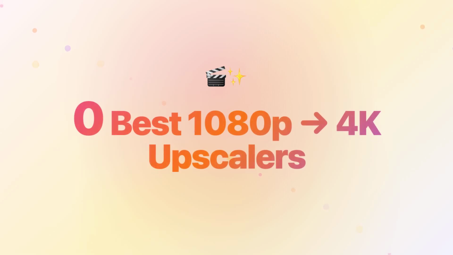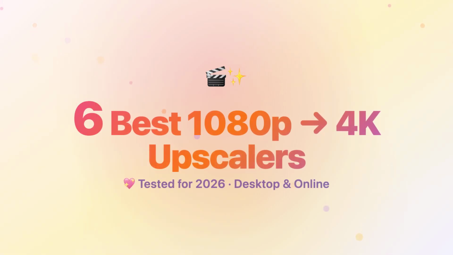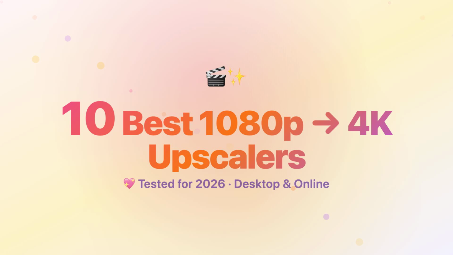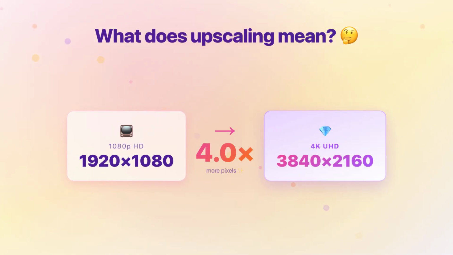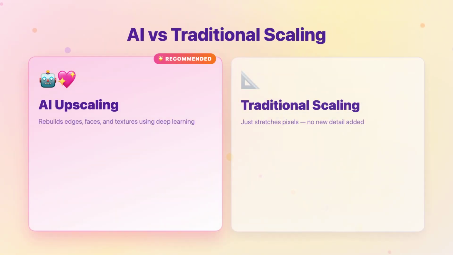We tested 10 1080p to 4K upscalers across desktop and online. Here are the picks for 2026. Upscaling means converting 1920 by 1080 to 3840 by 2160, 4 times the pixels. AI-based upscaling rebuilds edges, faces, and textures far better than traditional pixel stretching.